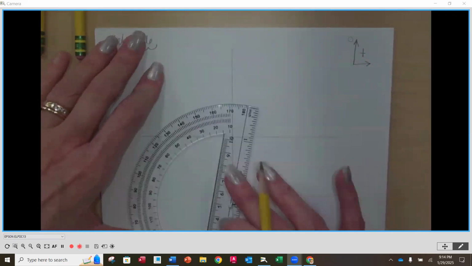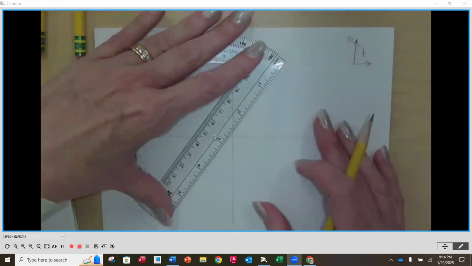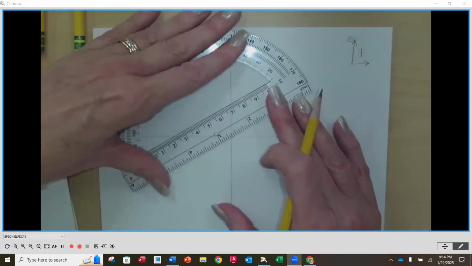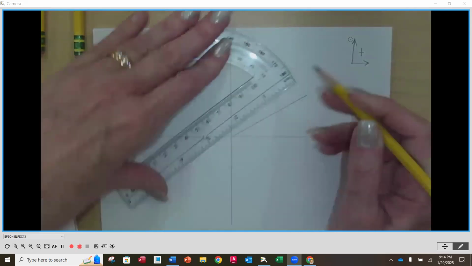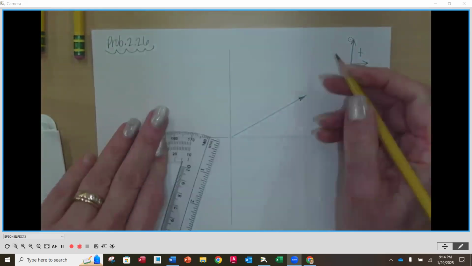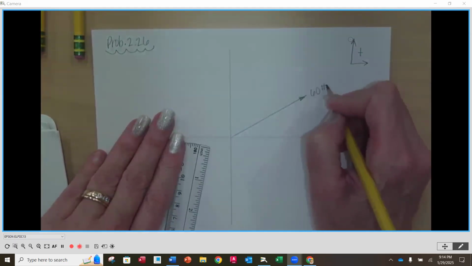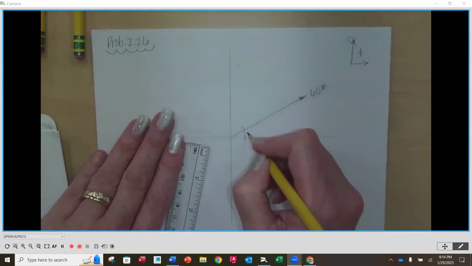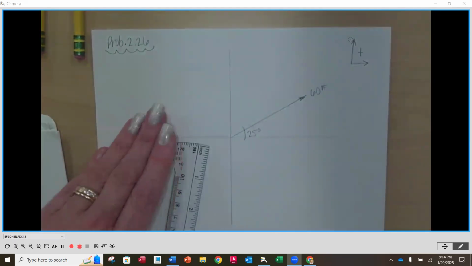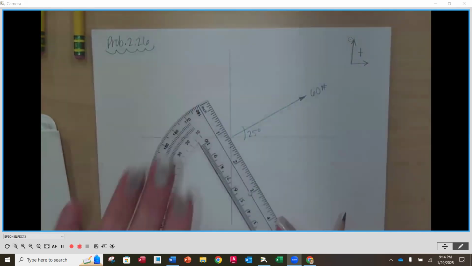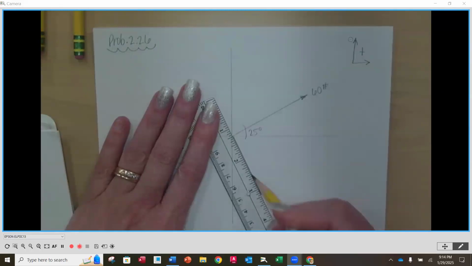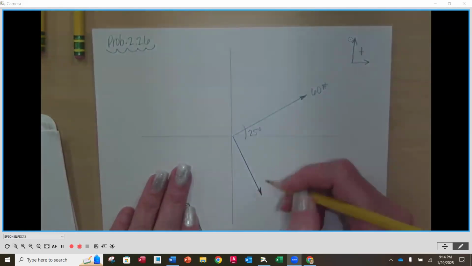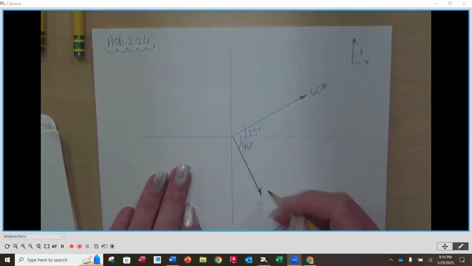Now, the first one that I'm going to do here, I've got 60 pounds at 25 degrees. So I'm just going to draw this about like that. Okay. And that's 60 pounds. And this is 25 degrees. Then I have 40 pounds at about 60 degrees. So a little bit shorter coming down this way. This is going to be 60 degrees, and this is 40 pounds.